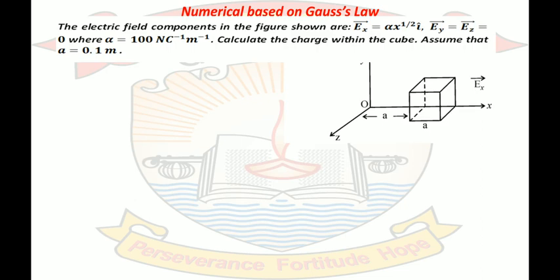Okay, electric field is given alpha x to the power half, and value of alpha is given 100 Newton per coulomb per meter. Okay, a is given 0.1 meter, and what we have been asked, calculate the charge within the cube. If we calculate the flux, then charge will be given by Q is equal to flux into epsilon naught. First of all, we will calculate the flux.